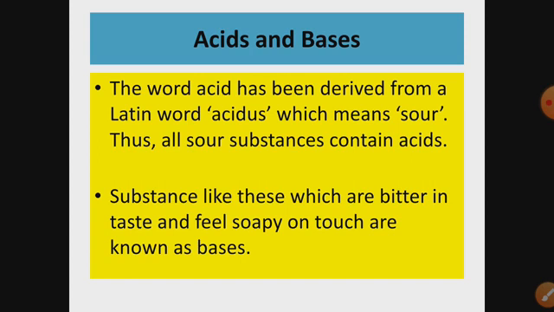Substances which are bitter in taste and feel soapy on touch are called bases. So if we have to distinguish between acids and bases, we know that acids are sour in taste and they are not soapy on touch. On the other hand, bases have a bitter taste. B for base, B for bitter. You can learn like this. So bases have a bitter taste and they feel soapy on touch. When you touch them, they feel soapy. Okay, so this is the first and major difference between acids and bases.